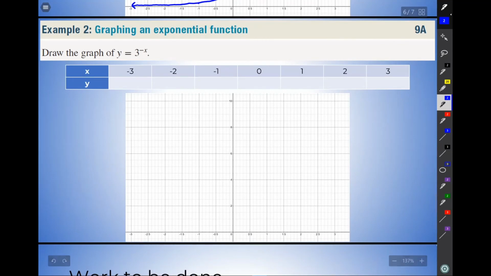Let's just look quickly at another example. We'll see what difference it makes if we have negative x here instead of positive x. And basically all it does is reverse the values. And we draw it in the exact same way. And then fill in the line.